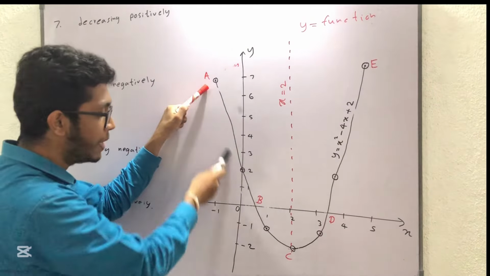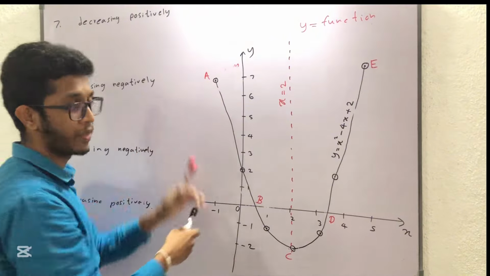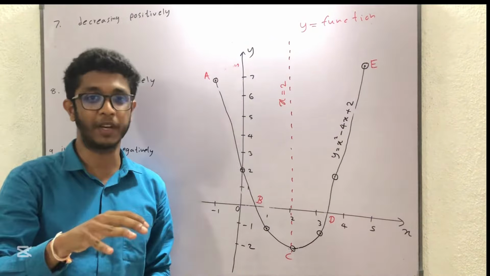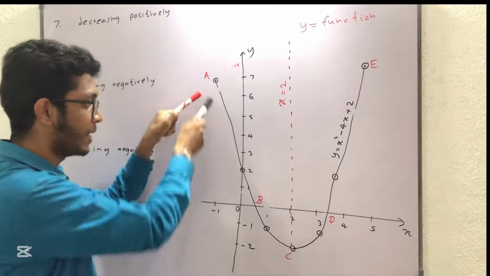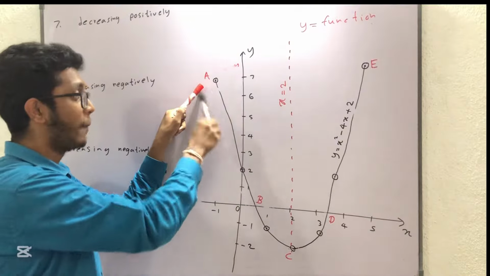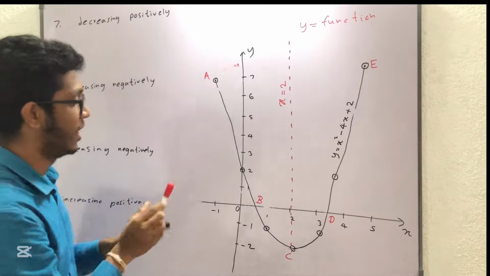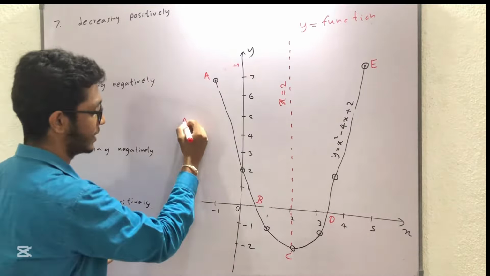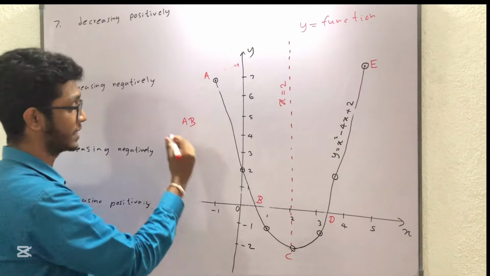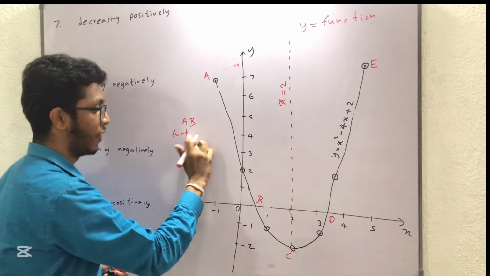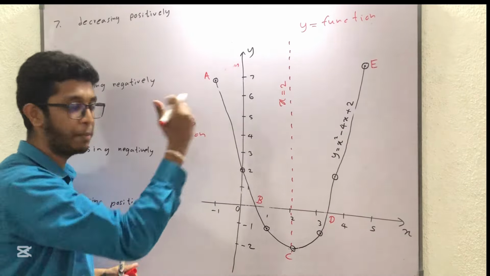So this AB part of the graph we call the graph part in which the function is decreasing positively. Decreasing we say because y value is reducing. But all the y values are positive, so we call it decreasing positively. So this AB part of this graph represents function decreasing positively.